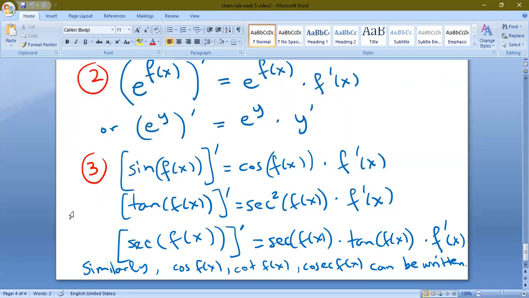Secant f prime is secant f times tangent f, which is the derivative of secant. Then we multiply by the derivative of f, which is f prime. Well, it goes the same for the derivative of cosine f, cotangent f, and cosecant f also.